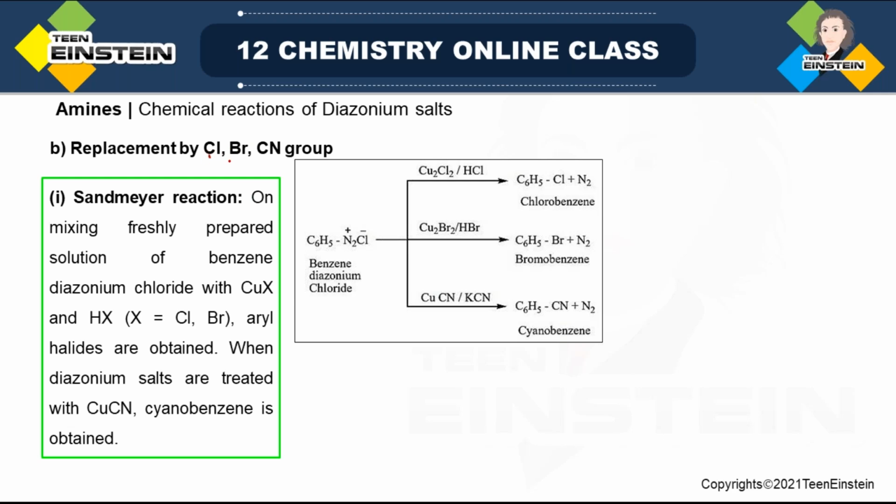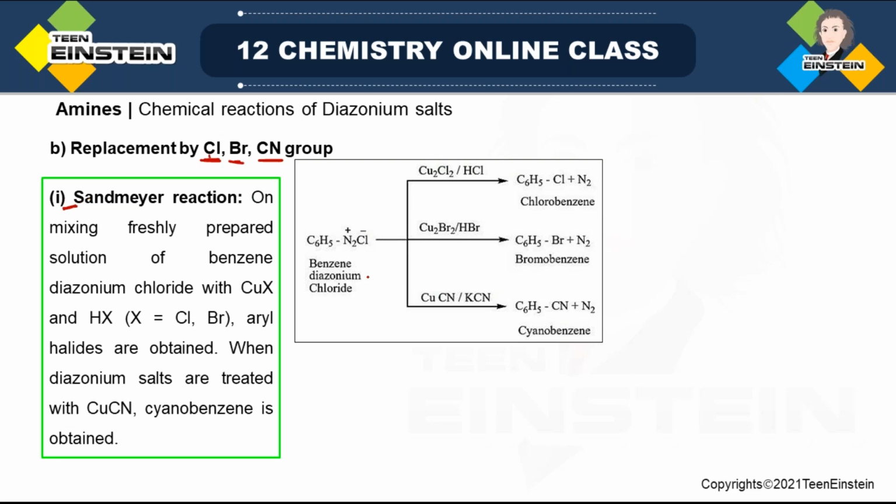Replacement by chloride, bromide, or cyanide. Remember, here we do not have fluoride or iodide, only Cl and Br. And under this category, the first type is the Sandmeyer reaction.